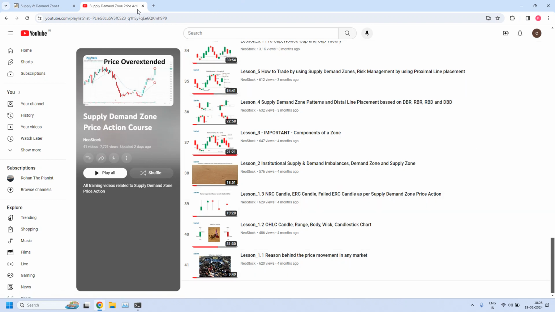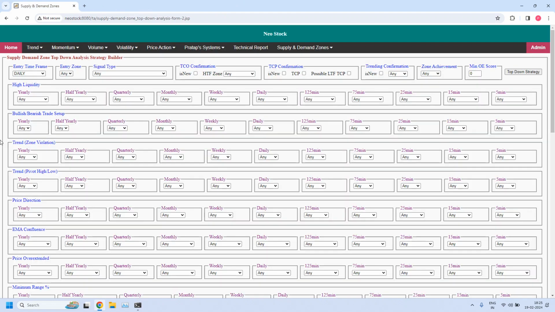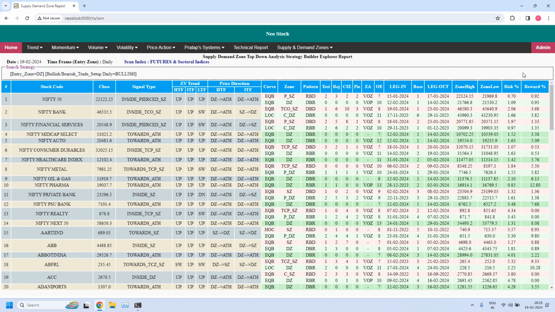Now let's get into report generation for bullish and bearish trade setups for monthly income trade and weekly income trade. For monthly income trade, the lower time frame is daily. That means entry time frame is daily. And for bullish trade setup, entry zone should be demand zone. And in the parameter bullish or bearish trade setup on daily, let us select the value bullish. Now generate the report. Now all these stocks are supporting bullish trade setup.